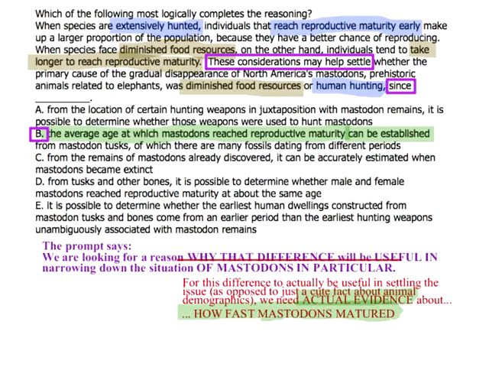So as far as the other choices are concerned, from the location of hunting weapons, it's possible to determine whether they were used to hunt mastodons versus doing other things with them. That's not going to help us. A would help us determine the purpose of the weapons that were found, but we don't care. When mastodons became extinct is not the issue. The issue is how fast they reached reproductive maturity.